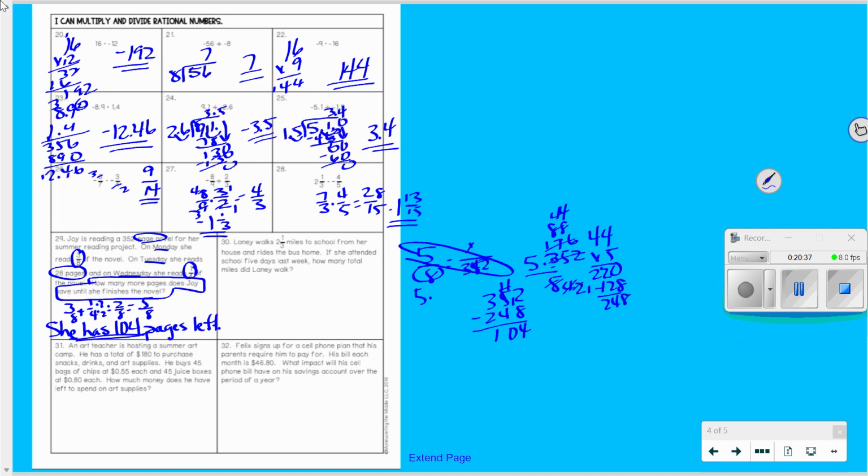Next one, Lainey walks 2 1/3 miles to school from her house and rides the bus home. And she attended school 5 times last week. How many miles did she walk? So she's only doing the 2 1/3 each day times 5. So 2 1/3 times 5. Slam dunk gives us 7/3 times 5 over 1. No reductions gives me 35 over 3. So that's going to be 10 2/3 miles she has walked.